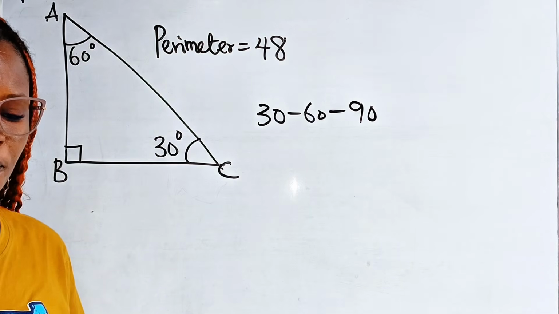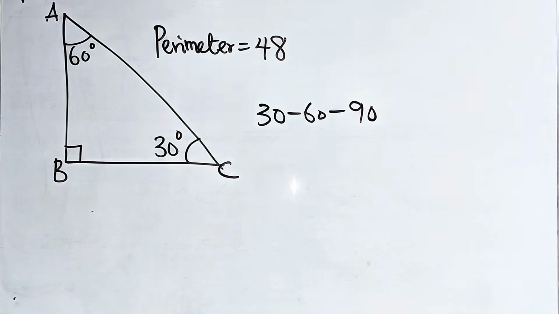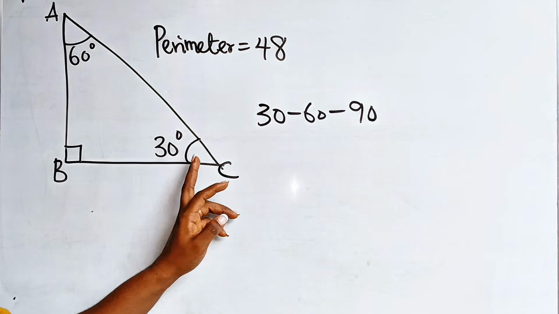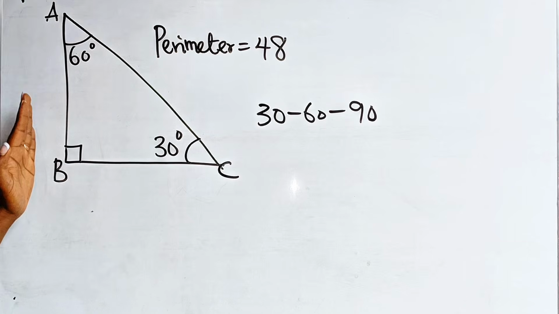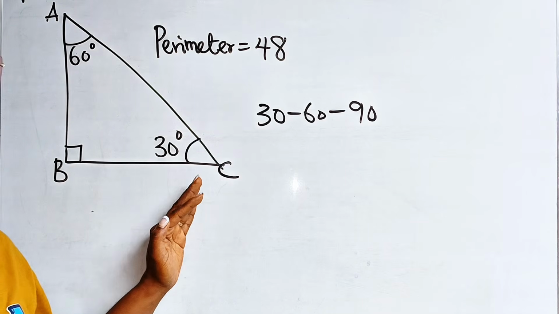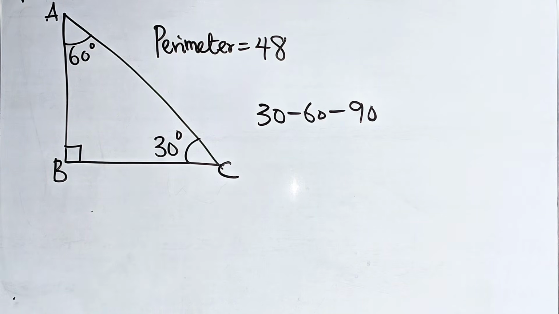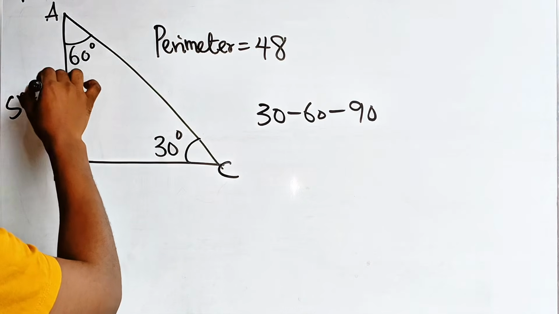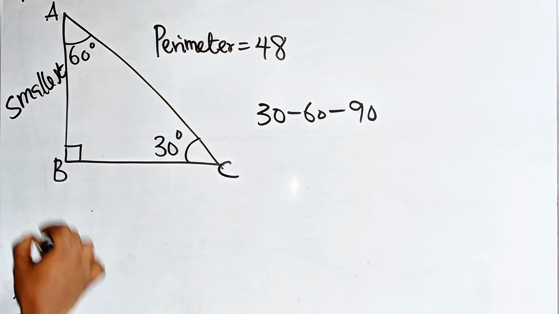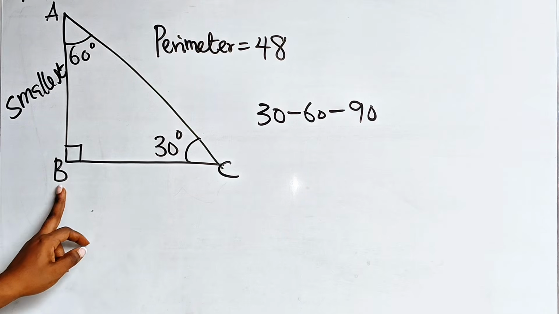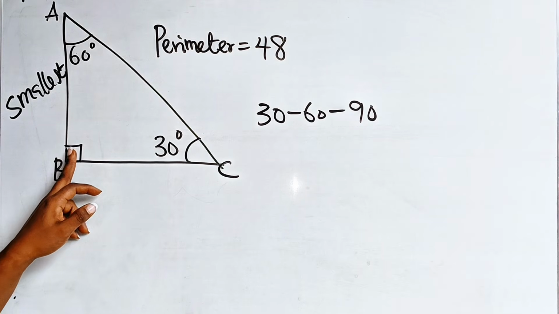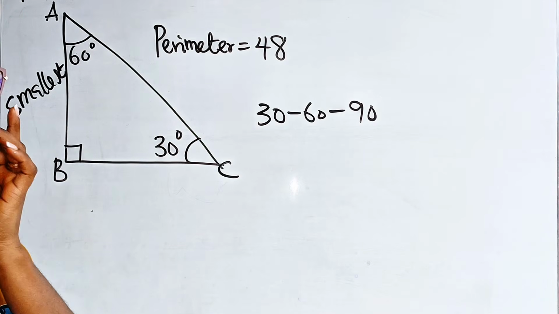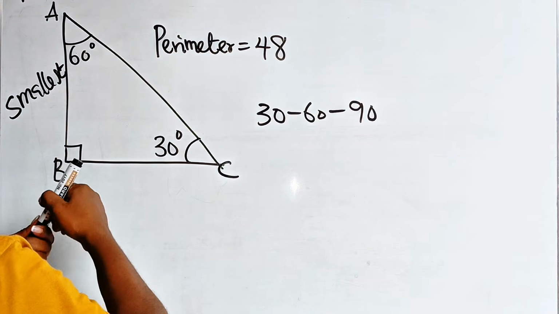Now, why is it special? Research shows that since this is 30 degrees, the smallest angle, the side that faces it is the smallest leg. This side AB is the smallest leg. And since this is 90 degrees, the biggest angle, the side that faces it is the longest side.